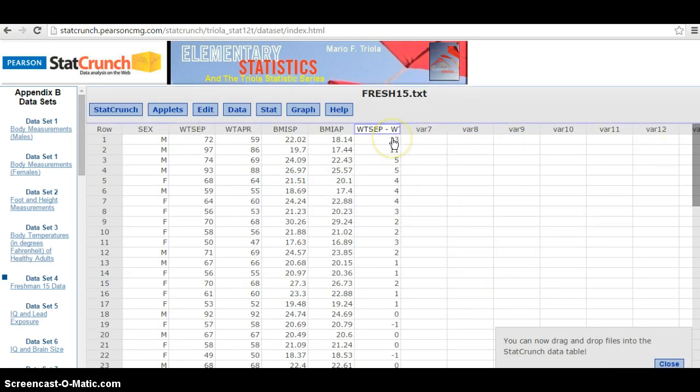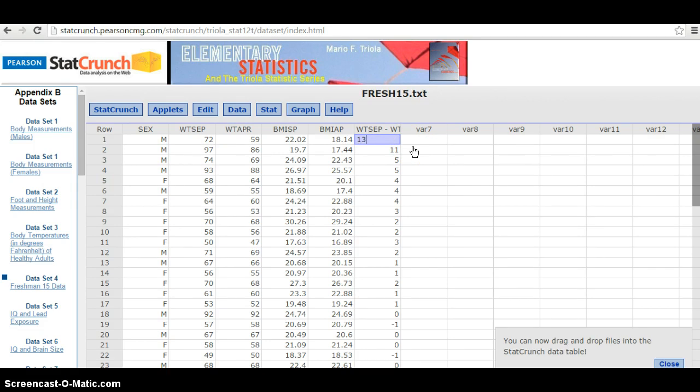Now if you see a positive number, that means that the person actually didn't gain weight, but they lost weight during their freshman year. So if you look at the first person in row 1, they were at 72 in September and then at 59 in April, so that means that they lost 13 pounds, which is why you're seeing a positive number here. So there's a couple of ways to handle this.